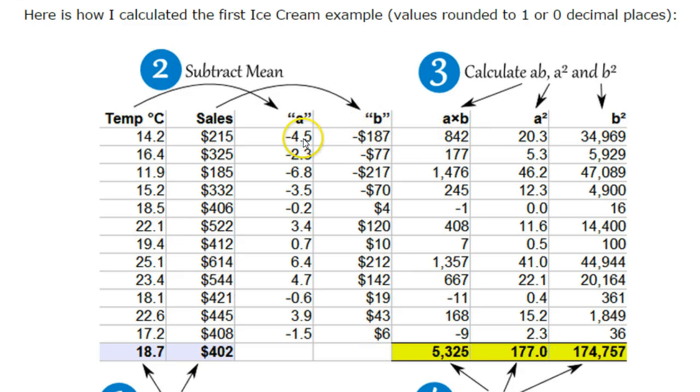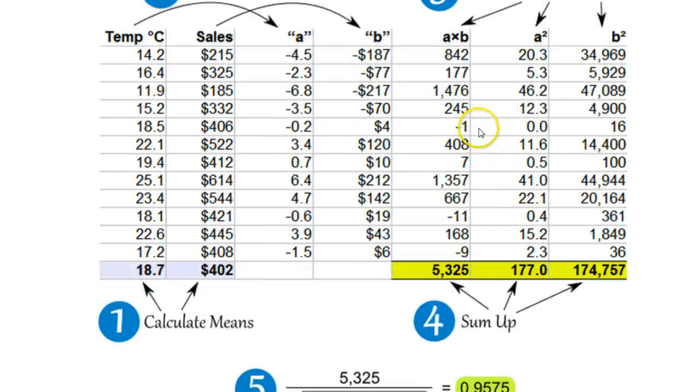Then you would times it for each one, so negative 4.5 times negative 187, and you just times them across as you go. Okay, and then you would square this one, each one of those. So this is 4.5 squared, this is 2.3 squared, this is 6.8 squared, this is negative 3.5 squared, and so on and so on. Okay, and so it goes all the way down. Same thing for b squared.